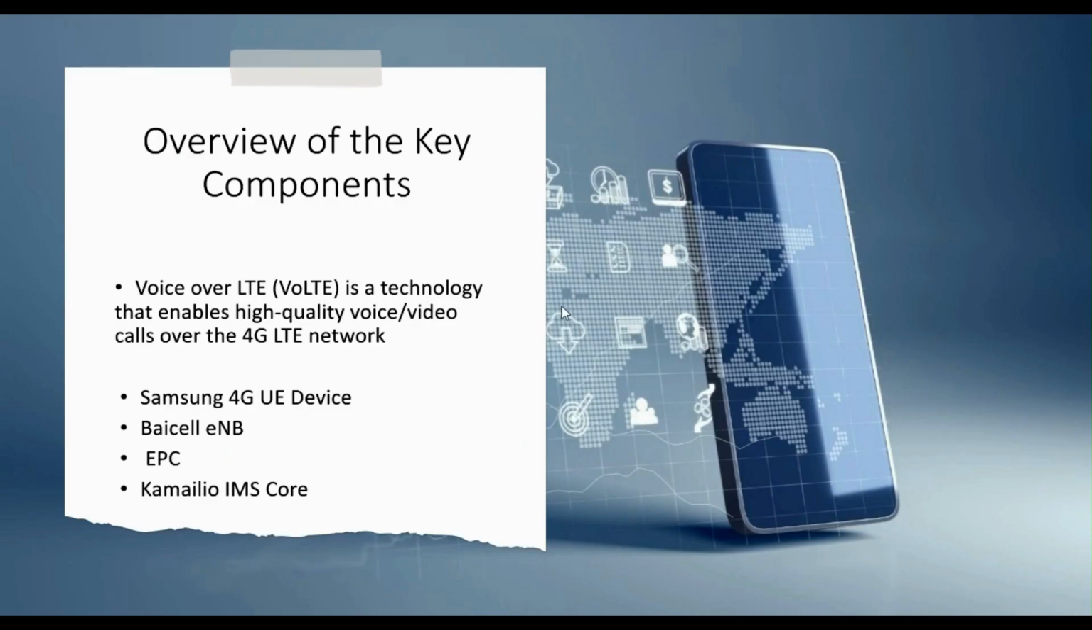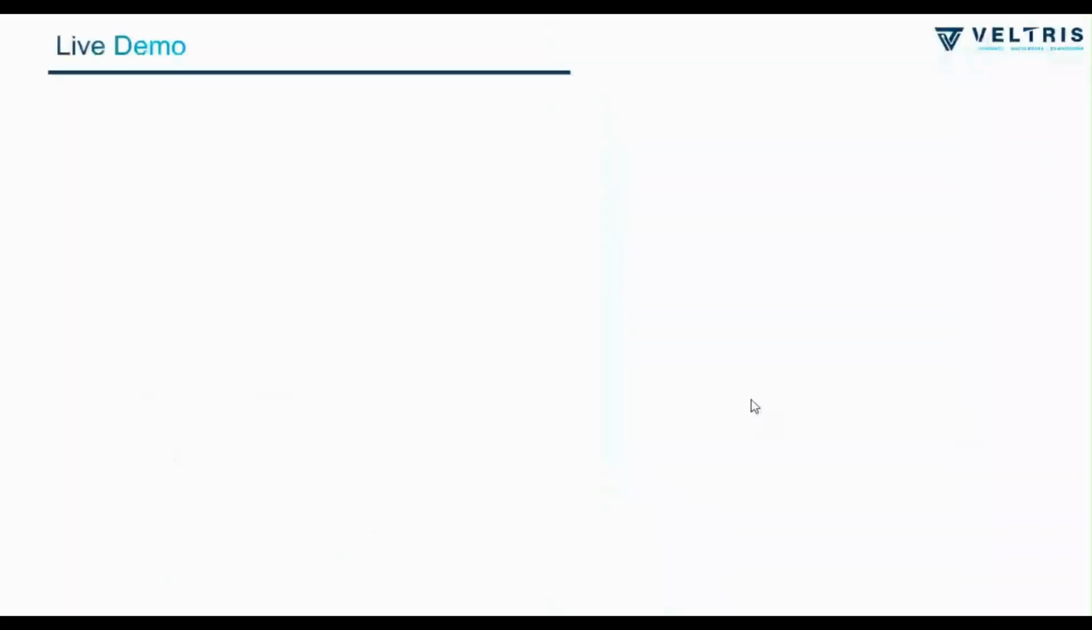So I'm giving an overview of the components used here. Here I have both phones, Samsung 4G, and the eNodeB, as I mentioned earlier, is a Baicells eNodeB. EPC means evolved packet core, which has that many components, and I hope you remember their functionalities. And the Kamailio IMS part deals with the multimedia services. So let's go to the exciting part, the live demo.